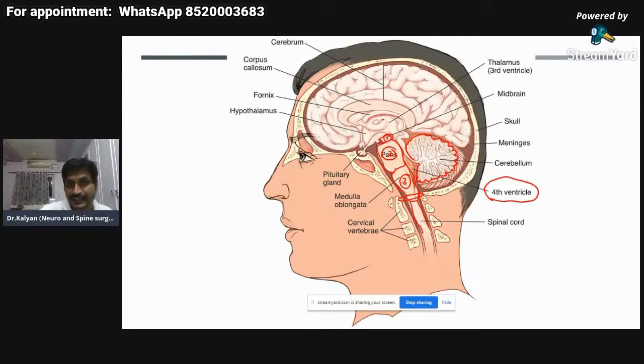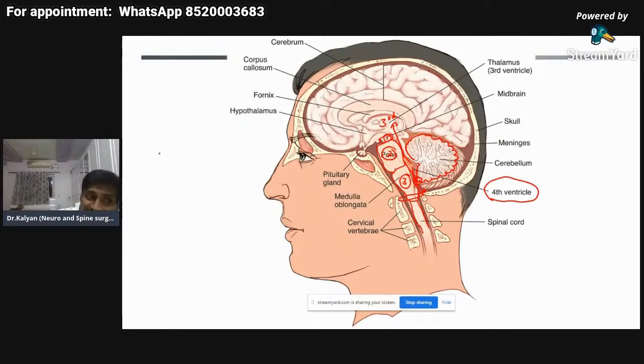This is the third ventricle. See, the fourth ventricle is continuous with the third ventricle through the aqueduct of Sylvius. And the fourth ventricle opens into the subarachnoid space through the foramina. This one is the foramina. So you have seen the real picture.